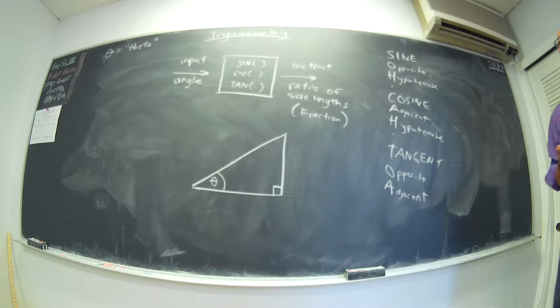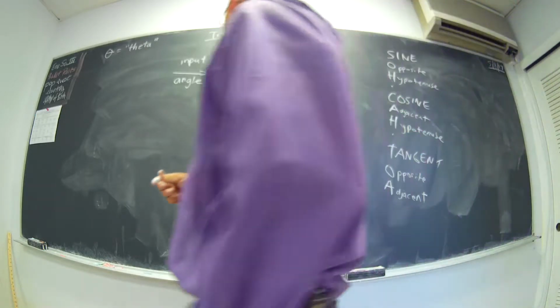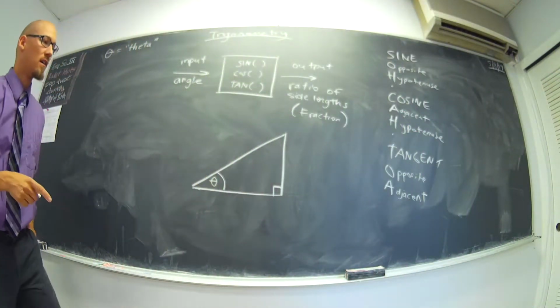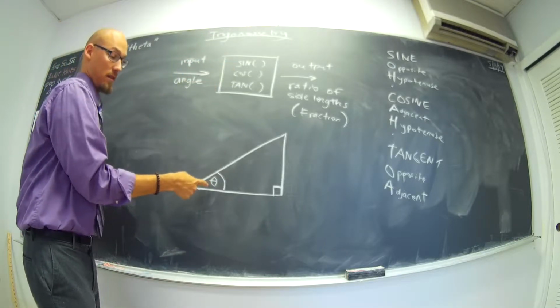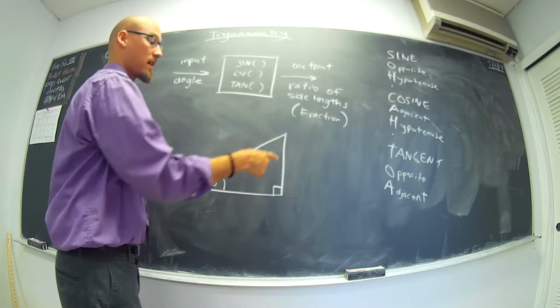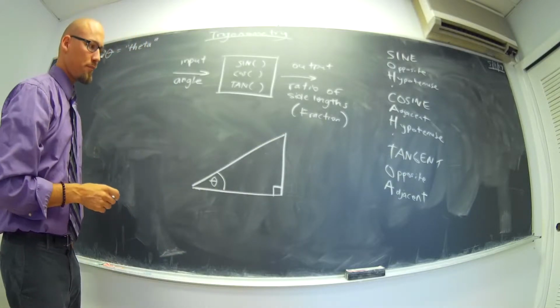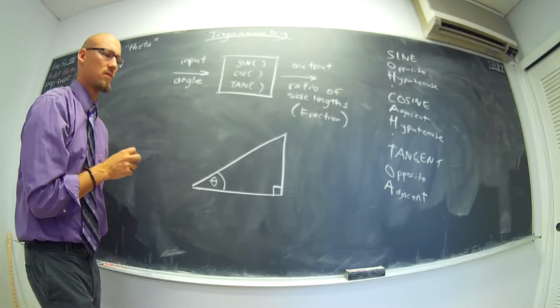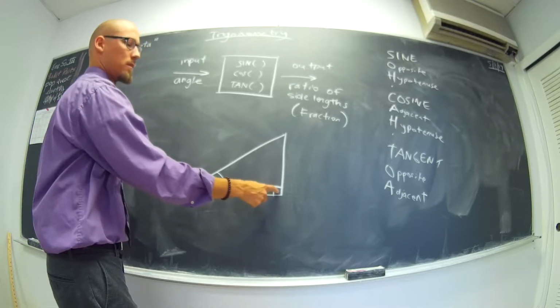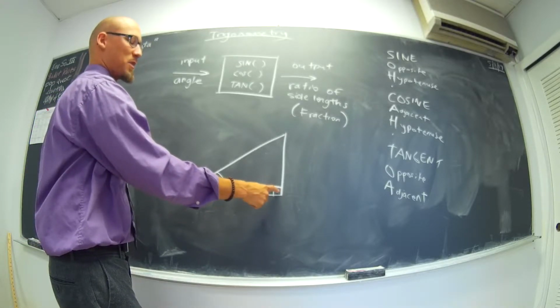So you have to take the sine, cosine, or tangent of an angle. You could take the sine of this angle or the sine of this angle. We usually take the sine, cosine, tangent of the acute angles, because this one turns out to not be useful.